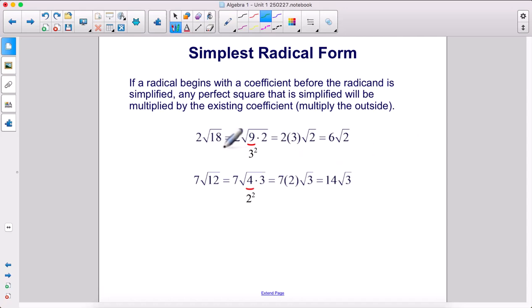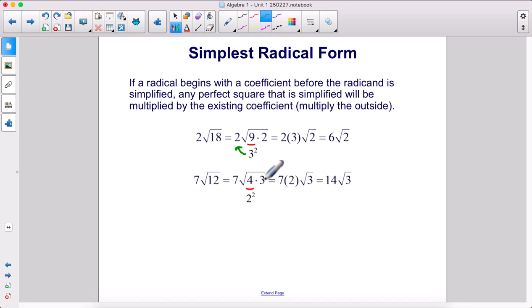If a radical begins with a coefficient before the radicand is simplified, any perfect square that is simplified will be multiplied by the existing coefficient. So for example, 18 can be rewritten as 9 times 2. 9 is 3 squared. Therefore, one 3 moves out front. There's already a 2 there. So we're going to multiply those numbers together, and it becomes 6 times the square root of 2, which is left over. 7 times the square root of 12.